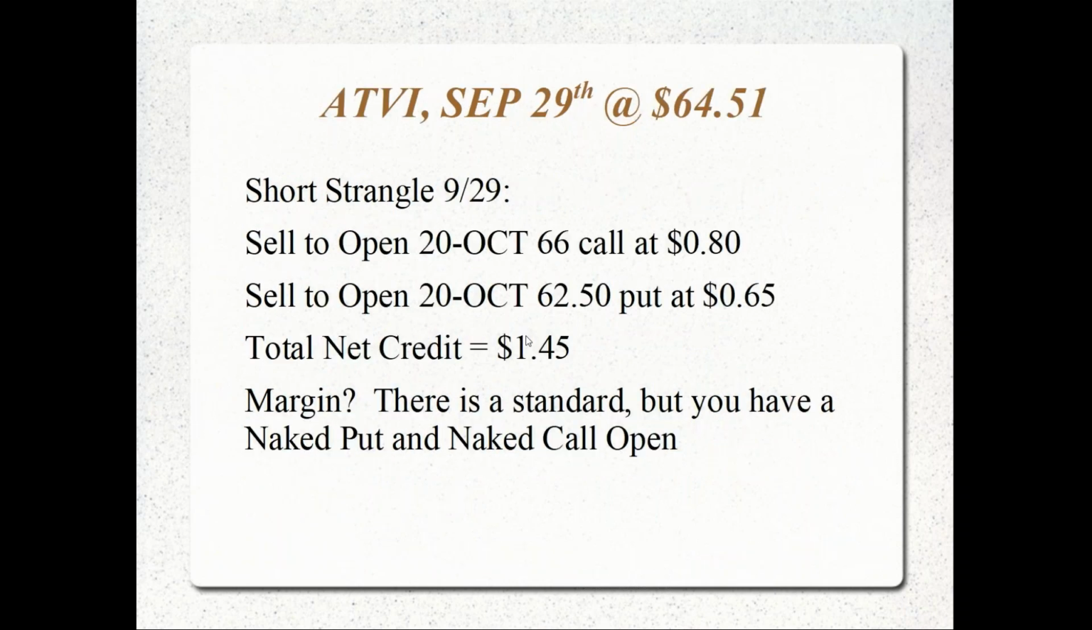So going back, September 29th, 2017, ATVI, it had earnings today, but this is a stock in my portfolio with a radioactive trade, so I just grabbed this one because I know the movements. Well, ATVI is trading at 64.51 on September 29th. I could enter a short strangle by selling the out-of-the-money 20th of October 66 call for 80 cents. I'd also sell to open a 20 October 62.5 put, 2 points below the stock price, at 65 cents. We generate a net premium of $1.45.